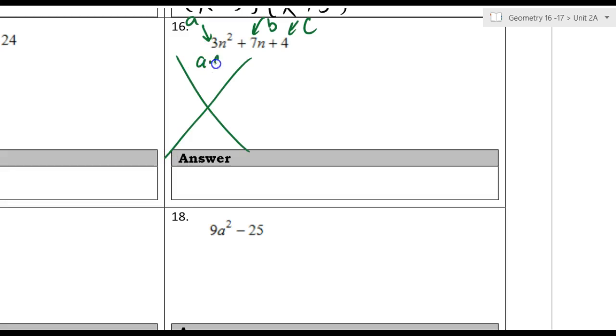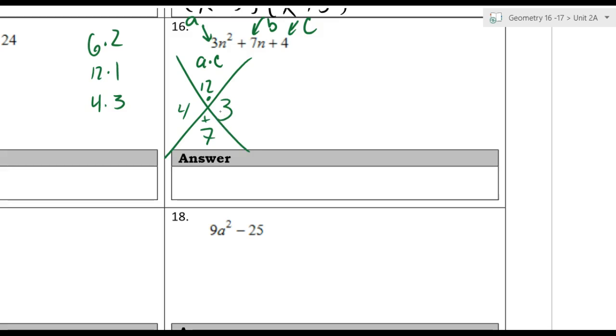So we want to go A times C, so 3 times 4, 12. And we want to put our B value down here, 7. So the question we want to ask ourselves is, what 2 numbers multiply to 12 but add up to 7? Some of the things that multiply to 12 are 6 times 2, 12 times 1, 4 times 3. Then we ask ourselves, which combination of these 2 numbers is going to add to 7? This adds to 8, this adds to 13, and 4 plus 3 adds to 7. So my actual numbers are 4 and 3.